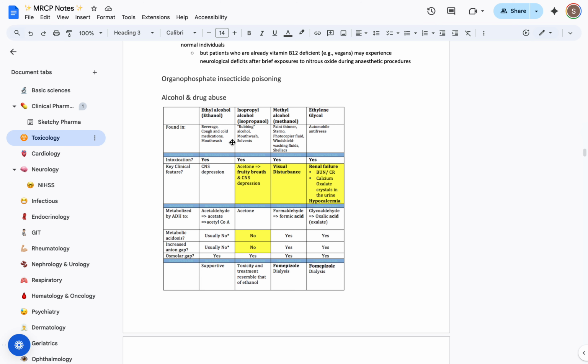All of them can lead to intoxication. Ethanol will lead to CNS depression. Isopropanol will lead to acetone and fruity breath. Methanol will lead to visual disturbance. And ethylene glycol will lead to renal failure.